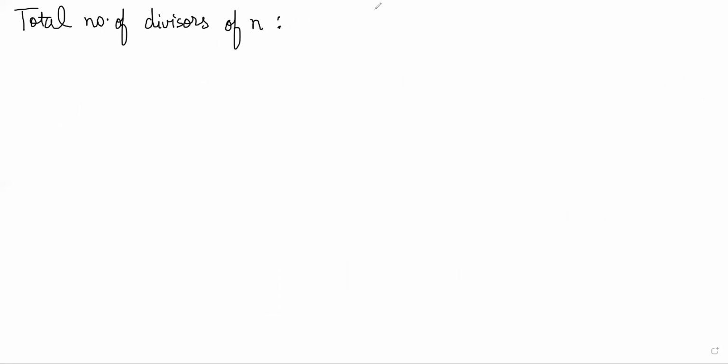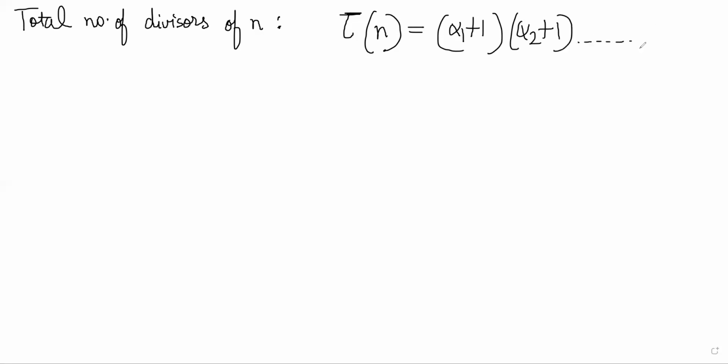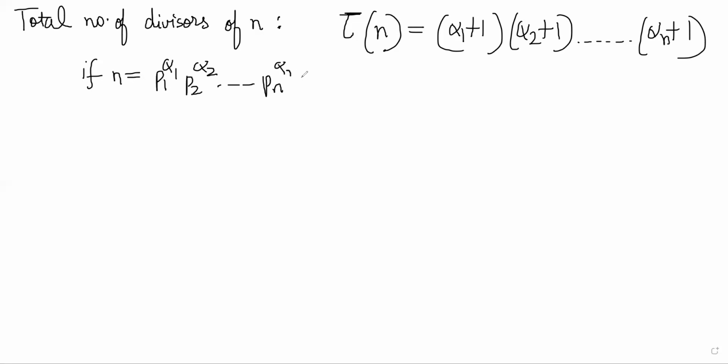The total number of divisors of n is called tau of n. There is the same symbol for it, tau of n, and that is equal to (alpha 1 plus 1) multiplied by (alpha 2 plus 1) till (alpha n plus 1), if n is written like this: p1 power alpha 1, p2 power alpha 2, till pn power alpha n. In that case, the number of divisors is this.